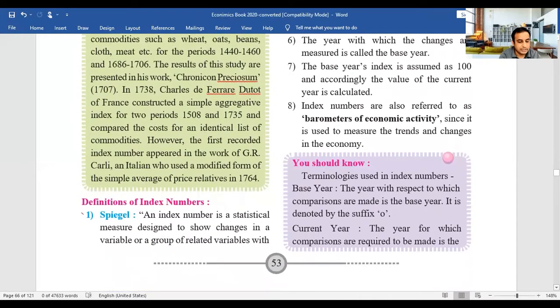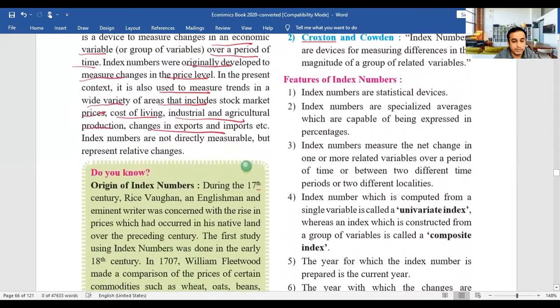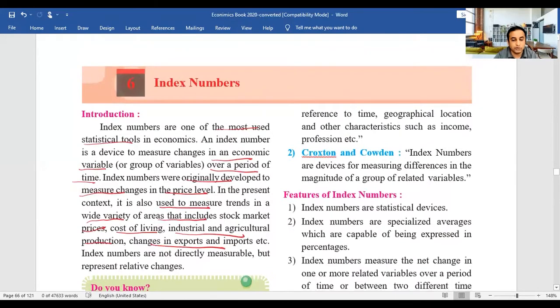The first definition is given by Spiegel, which says that an index number is a statistical measure which is designed to show the changes in a variable or a group of related variables with the reference to the time, geographical location, and other characteristics like income, profession, etc. Second, as per Croxton and Cowden, index numbers are devices for measuring differences in the magnitude of group of related variables. So according to Croxton and Cowden, index numbers are those devices which measure the difference in two economic variables over the period of time.